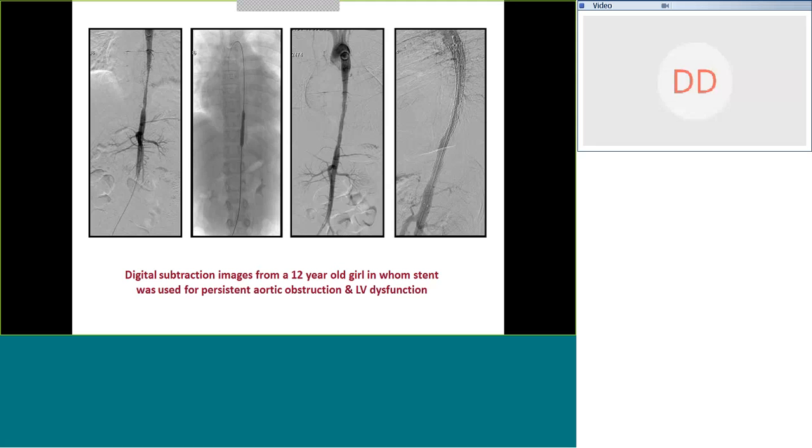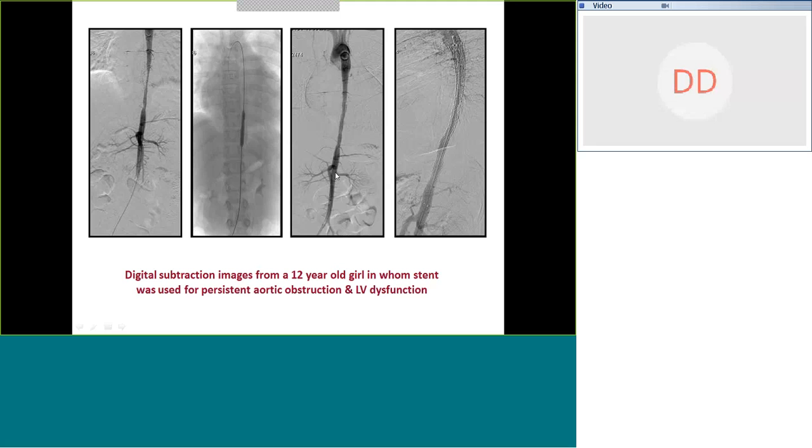This is another example in a 12-year-old where you ended up giving a stent because the patient had dissection, so we gave a stent to make things better. So a stent sometimes has to be used, and I think you usually require very long stents. You have to make sure that the branches are not occluded.